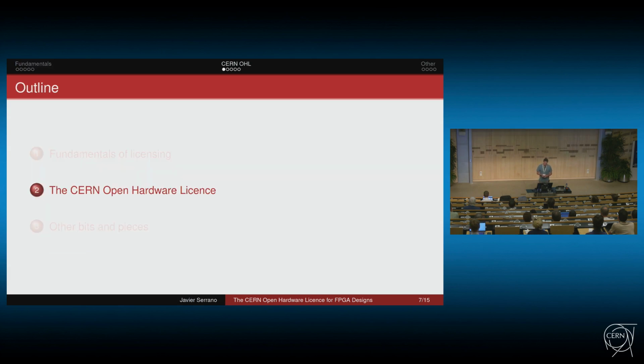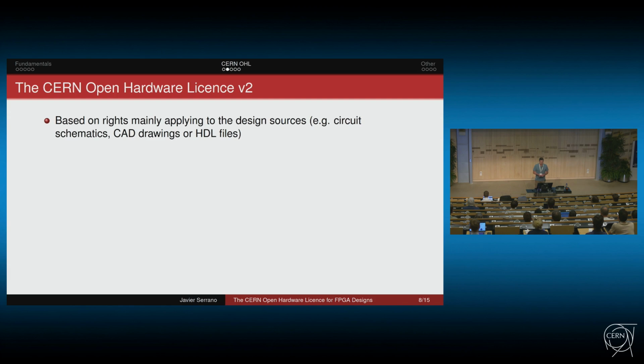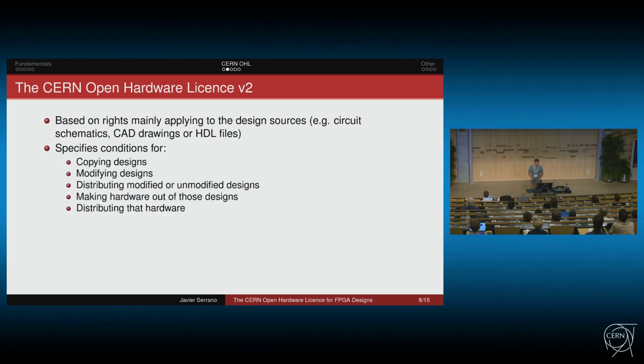So, the CERN Open Hardware License is our attempt to cope with those issues. It is based on rights. So remember, you always have to have something which is not legal to do, and then you provide the license. So, for example, in the case of HCL files, it would be the copying, modifying, and redistributing is not allowed by copyright law. And then the license specifies conditions for copying, modifying, and distributing, which is typical. And then also, because it's a hardware license, to make hardware based on those designs and to distribute that hardware.